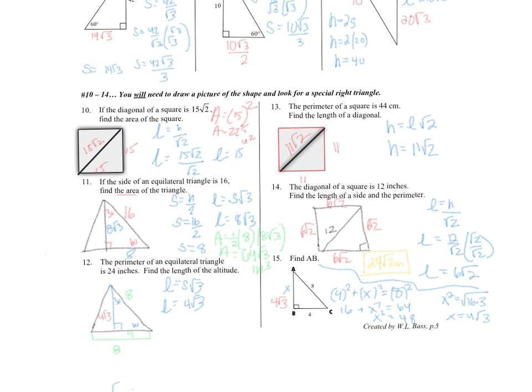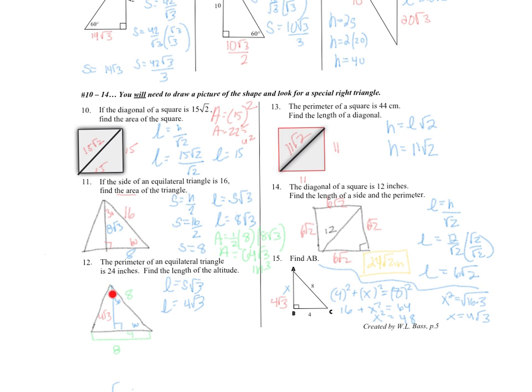Number 12, the perimeter of an equilateral triangle is 24 inches. Find the length of the altitude. So here we have, if this is an equilateral, that means that each of the sides are going to have to be 8. So this is 8, this is 8, this is 8. But when I draw my altitude in here, that means that from here to here is 4. And then if I know that this is the short side and I need the long side, that means I'm going to take the short side times the square root of 3, which is 4 times the square root of 3. Now, if I wanted to, I could do this same problem.